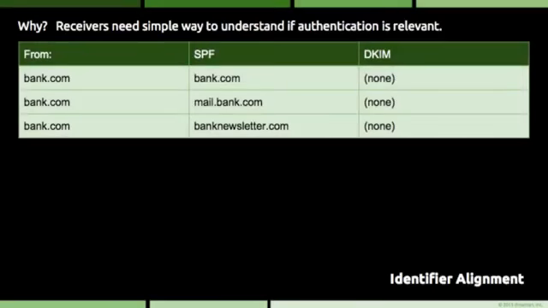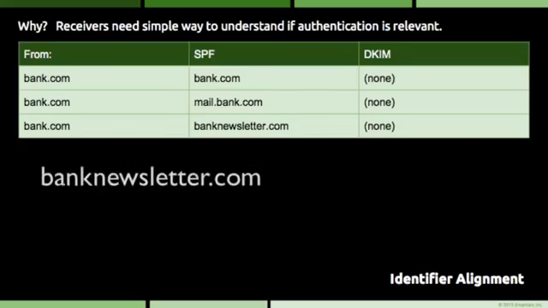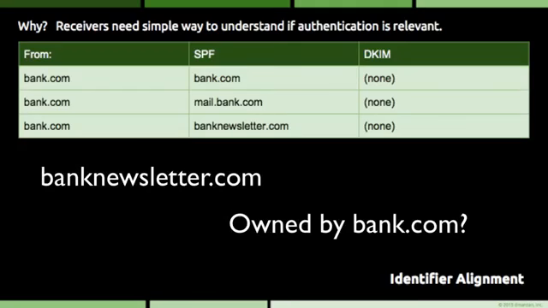This third example shows something interesting. Instead of SPF yielding an authenticated identifier of bank.com or a subdomain of bank.com, the authenticated identifier is banknewsletter.com. For all we know, banknewsletter.com is a real domain owned and operated by the same entity that owns bank.com. Or banknewsletter.com is owned and operated by criminals that want to trick people into thinking that they're legit.